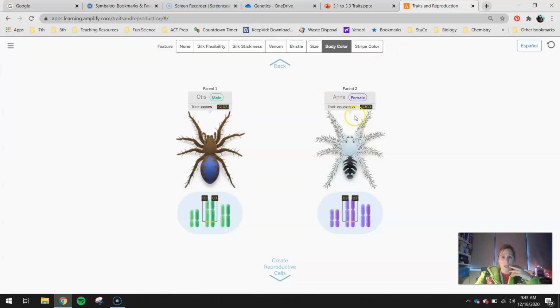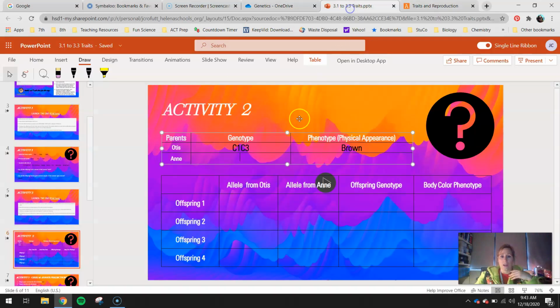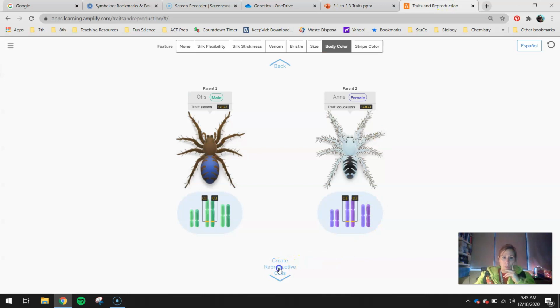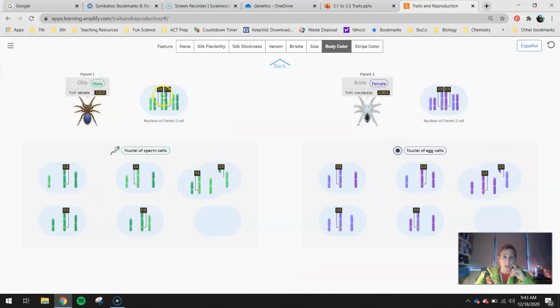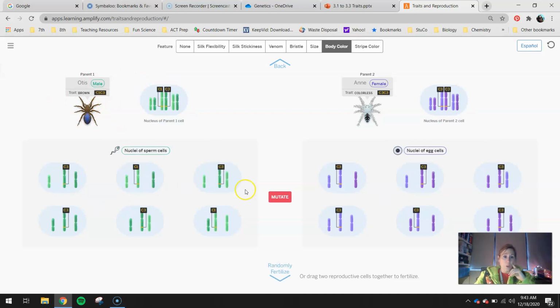Then if we look, Ann is C3C3, and she's colorless. So her phenotype, her physical appearance, as we can see, is colorless, and she is C3C3. So you guys would type that in just like I did there. And then we're going to go ahead and create reproductive cells. So we can see that Otis has two options of alleles he could pass down. He could either pass down the C1 or the C3.